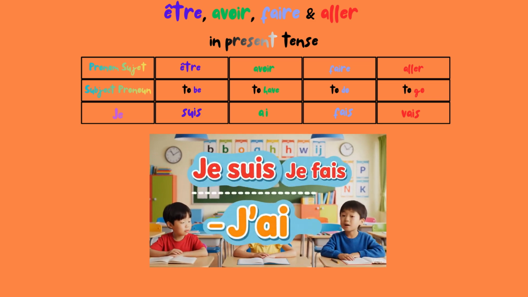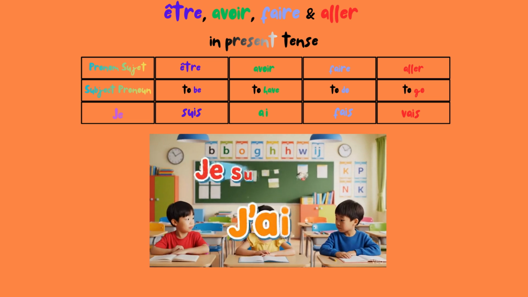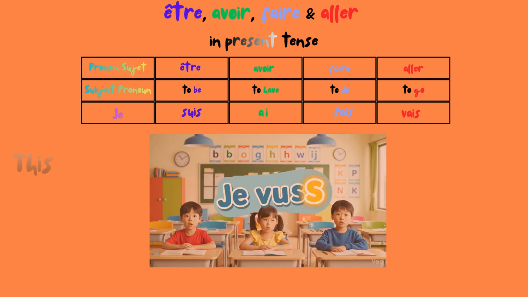Mais attention, j'ai ne prend pas de S. Regardez la différence. Je suis, je fais, je vais. Notez bien le S final. Mais attention, j'ai ne prend pas de S. Regardez la différence. Je suis, je fais.